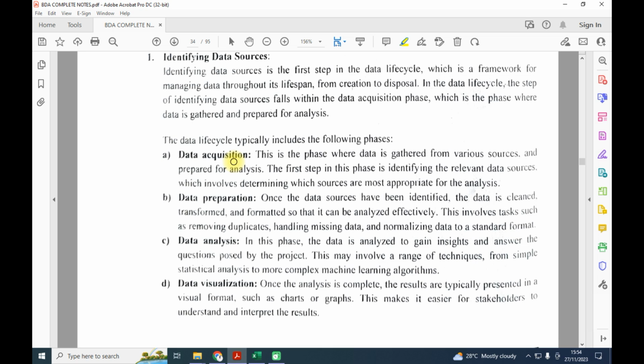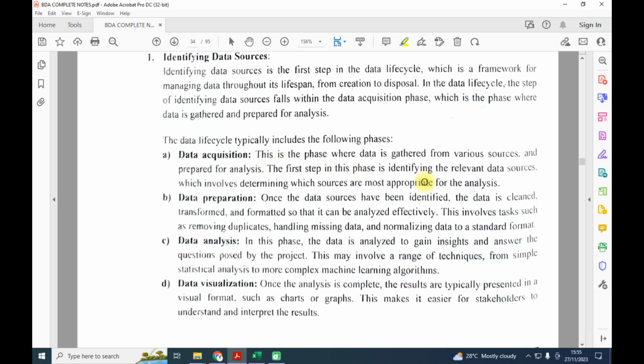So under phase 1 of the data life cycle, data acquisition, this is a phase where data is gathered from various sources and prepared for analysis. So here we are gathering data from various sources, be it social media, or from the applications that we are using, like QuickBooks, like Zoho, or even Pastel, Peachtree. All those are data collection tools. So we can use them to gather data, and they will be the source of our data.